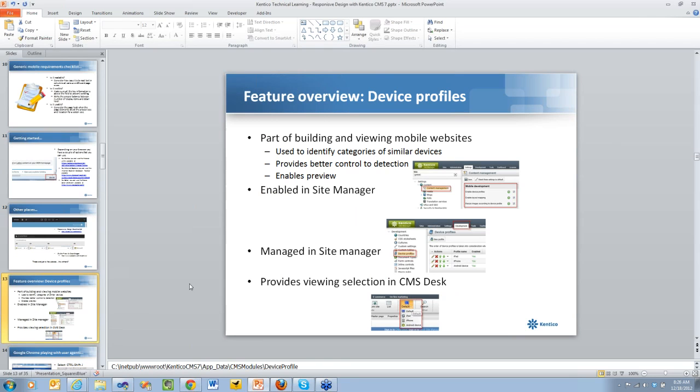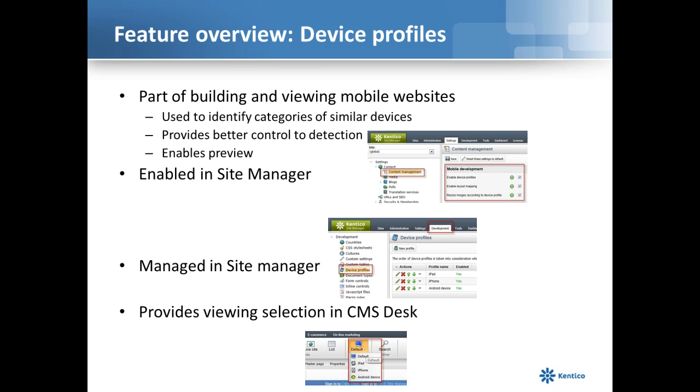So let's hop a little bit into Kentico CMS. The thing I do want to point out is, as you think about mobile applications, Kentico CMS 7 provides a variety of new features that we're going to mix in through here as we talk about building responsive web design. One of the biggest ones is the idea of device profiles. Kentico integrated with 51Degrees Mobi as part of version 7, and this provides a couple of new features, as you can see here.